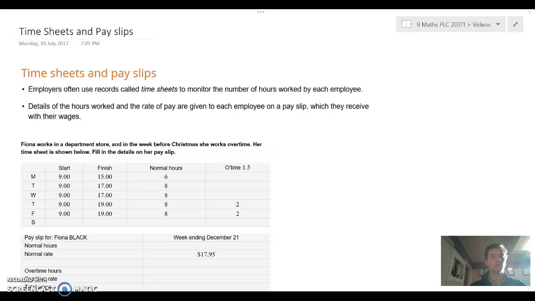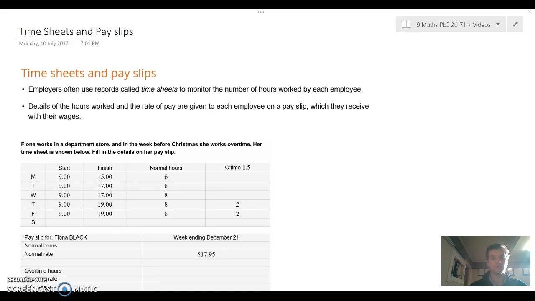In today's lesson, we're going to be looking at timesheets and pay slips in order to be able to calculate a weekly wage. Employers often ask employees to record their hours of work on a timesheet, which enables the employer to pay them the correct amount. Details of the hours worked and rates of pay are given to each employee on what we call a pay slip, and they'll receive that when they get paid.